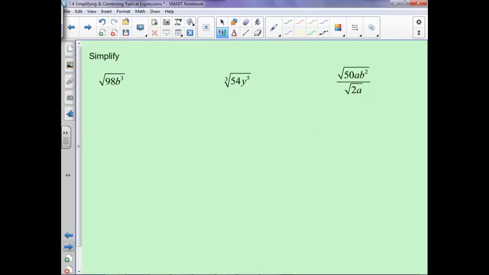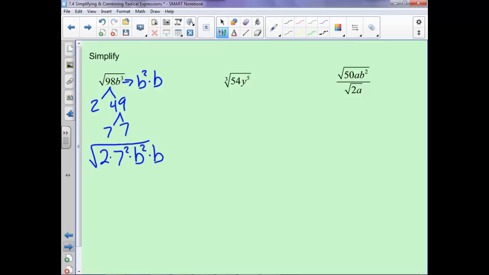Now on this one, the 98, we can break this down into 2 times 49. And 49 is 7 times 7. And then notice this b cubed is b squared times b. So we can rewrite this as 2 times 7 squared times b squared times b. Well, the 7 and the b both have squares. And then we're left with a 2b in our root.